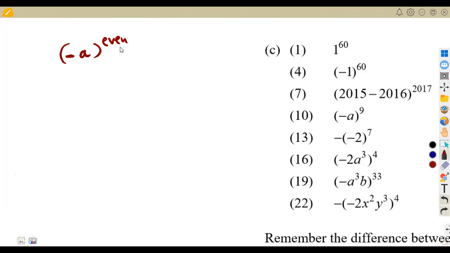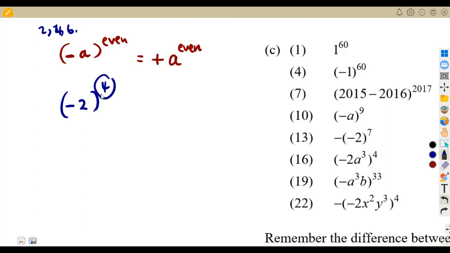What we are going to have in that case is a positive. A negative, when raised to an even number, gives us a positive. So our answer will be a positive a to the exponent of that same even number. What am I trying to say? Negative 2 raised to the exponent of 4. We're talking about even numbers: 2, 4, 6, and so on, multiples of 2.